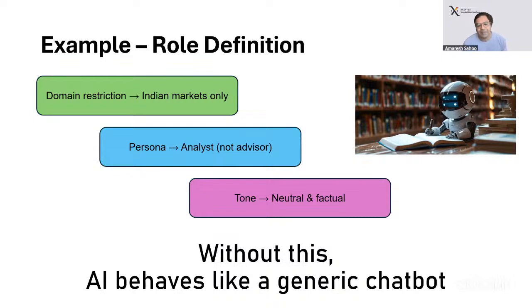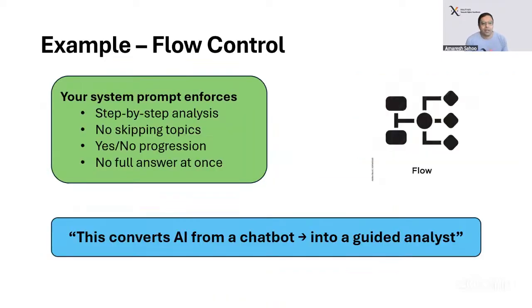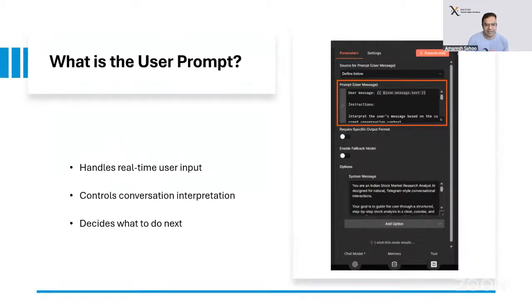Without this, the AI behaves like a generic chatbot. It would be a simple ChatGPT or a Copilot if you don't define these things. The best thing is that using the system prompt, you can define a control flow where you have step-by-step analysis. You can design it in a way where there is no skipping, there is yes or no progression, and no full answer at once. You go step by step. So if you use the system prompt properly, this converts AI from a chatbot into a guided analyst, right?